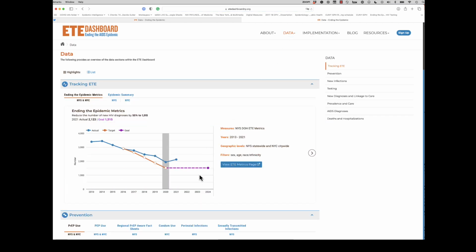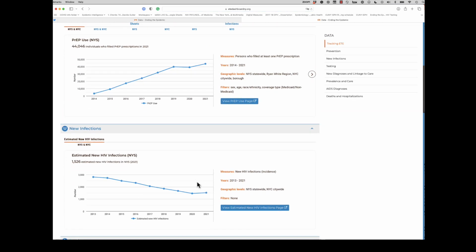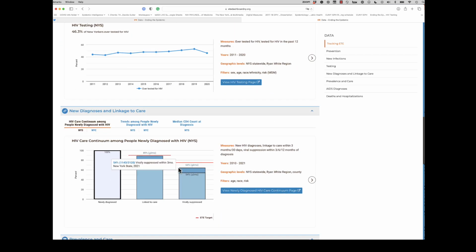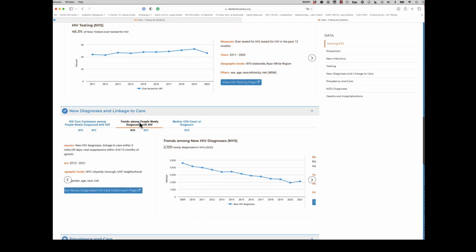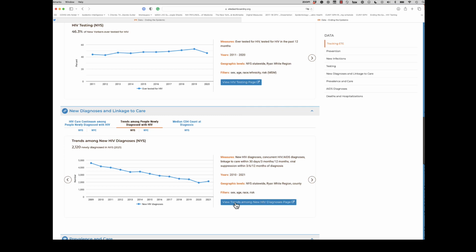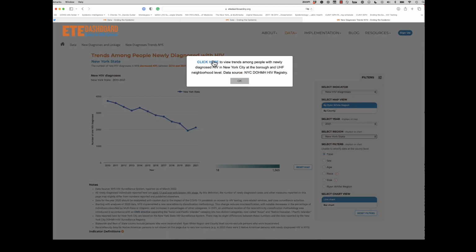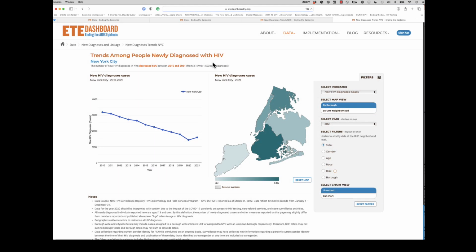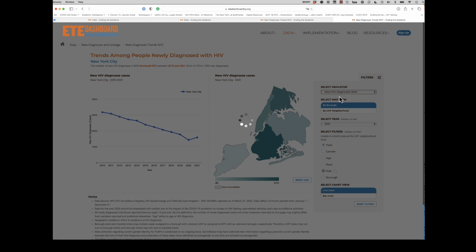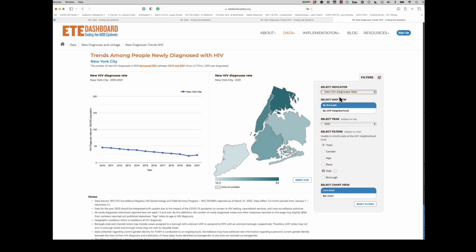You can go to the directory, you can see all of the different metrics, and I'll just scroll down here to look at trends among people with newly diagnosed HIV. And it has its own dedicated page here where you can choose to look at New York City specifically or look at the rest of the state. I'll just go to New York City here. And now you're able to look at the number of new diagnoses that are happening over time. You can also choose to look at the rate. For example, bringing in census data.